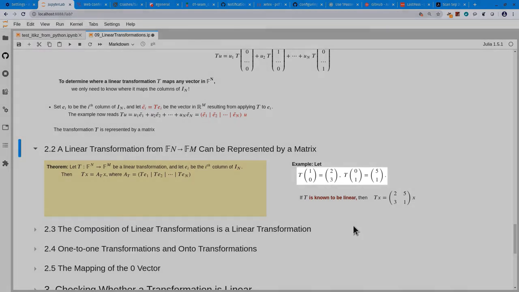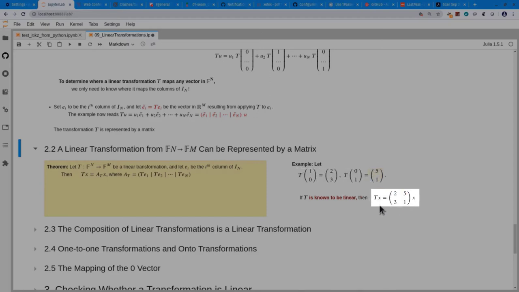Here's my example. I have a transformation T that is known to be linear and that goes from R2 into R2. So I have to look at what happens to the columns of a 2x2 matrix I. What T does to the vector (1, 0), let's say it's (2, 3), and what T does to the vector (0, 1), let's say it's (5, 1). Since I know that T is linear, I'll put these vectors into my matrix as the first column and second column respectively, and my transformation, T applied to x, is equal to this matrix times x.